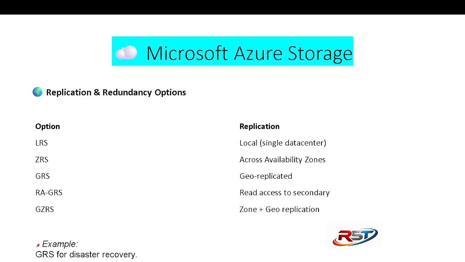Replication and redundancy options. Options: LRS, local, single data center. ZRS, replication across availability zones. GRS, geo replication. RA-GRS, read access to secondary. GZRS, zone plus geo replication. Example: GRS for disaster recovery.